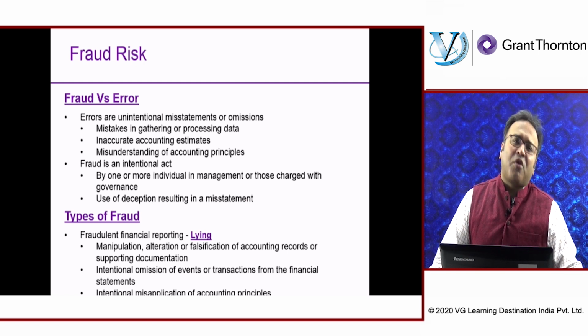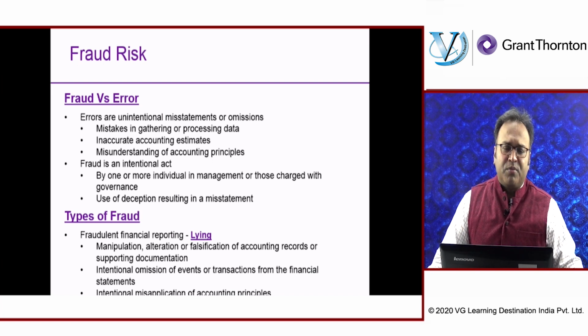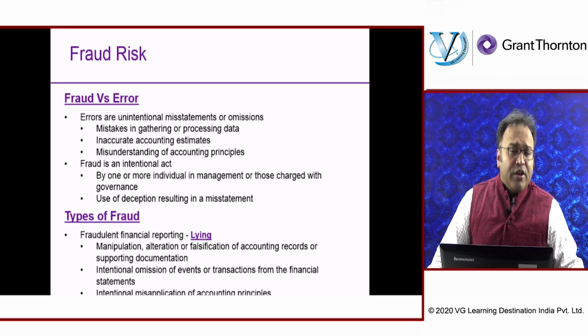Somebody gave you fraudulent financial reporting. How can you do fraudulent financial reporting? By manipulation, alteration, falsification of accounting records. You didn't book anything which was supposed to be booked. You inflated your revenue. You didn't book expenses so that your P&L shows a rosy picture to your shareholders. Your valuation of the company goes higher.